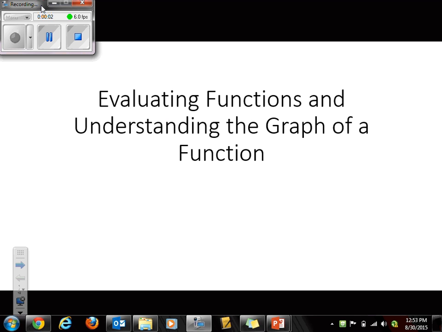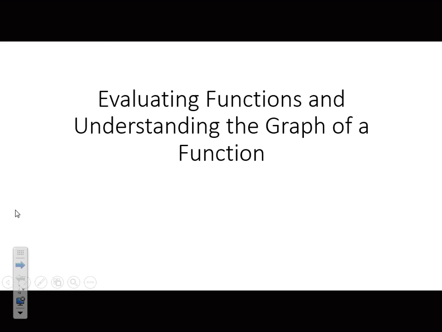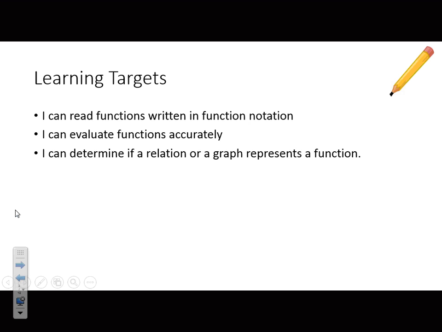Welcome, ladies and gentlemen. Today we're going to be evaluating functions and understanding the graph of a function. Our learning targets today: we want to be able to read functions written in function notation. That's going to be very important throughout this year. We want to be able to evaluate functions accurately. And we want to be able to determine if a relation or a graph represents a function. So please make sure you have all of these learning targets in your notes.